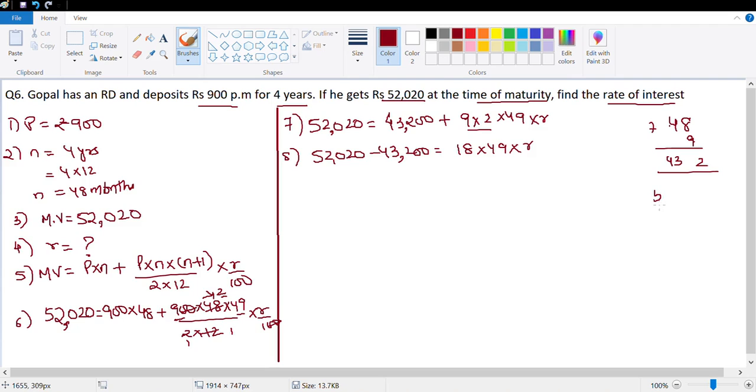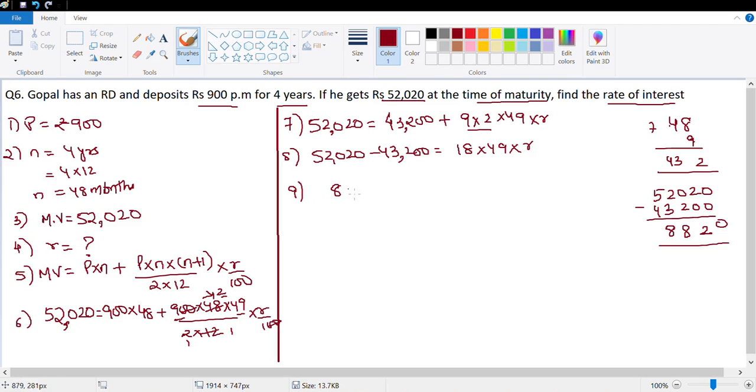What we have is 52,020 minus 43,200. 0, 2 minus 0, 2. 10 minus 2 is 8. 11 minus 3 is 8. And this is 8,820.